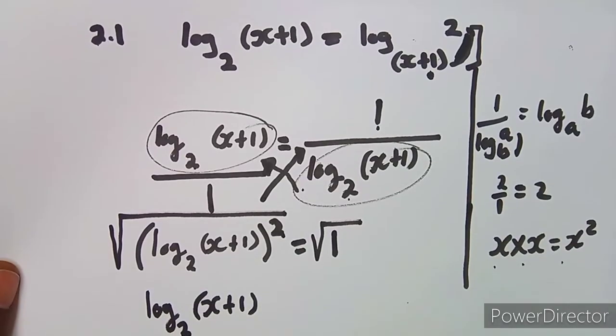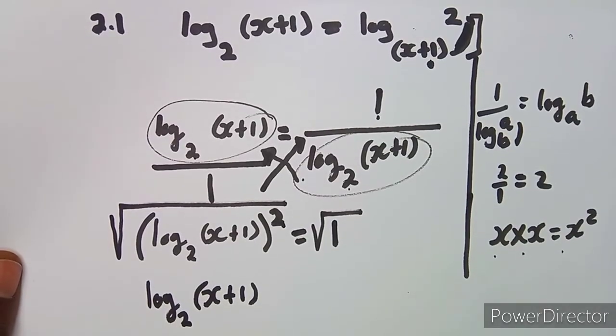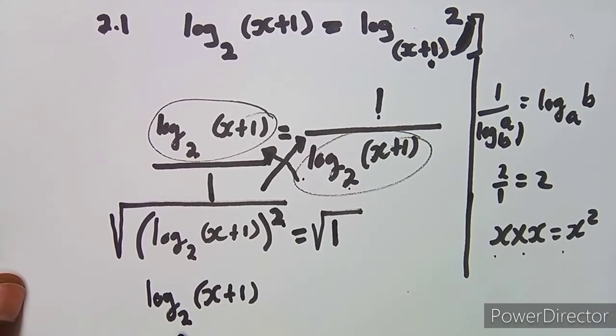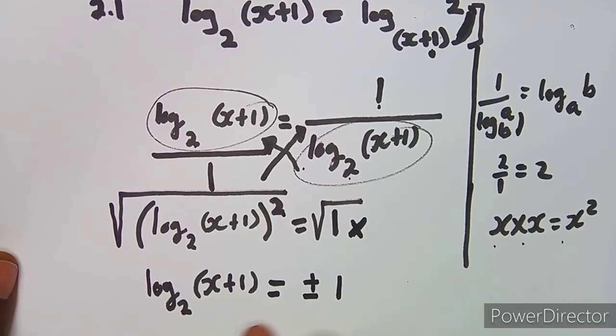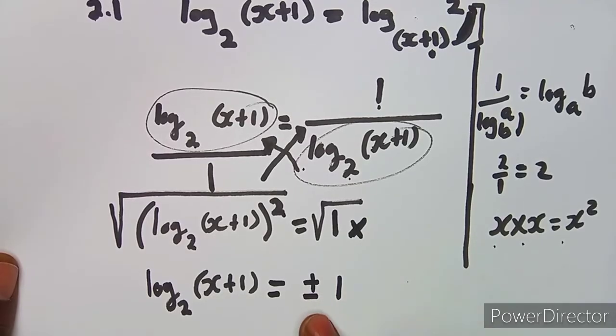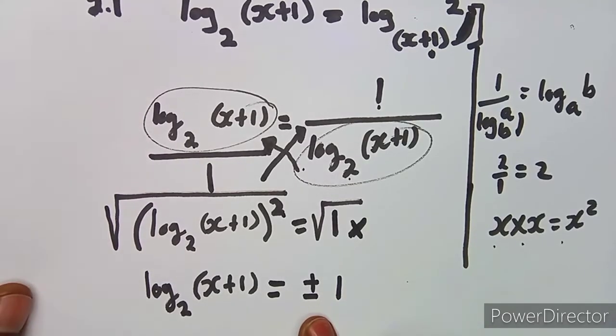So it's going to be log of x plus 1 in base 2 like this, which is equivalent to the square root of 1. We know that the square root of any number is plus or minus, so this will be plus or minus 1. So that means we have got two solutions which are going to be expected here. The one which is a plus and the other one which is a minus. So that means we are going to have two solutions.